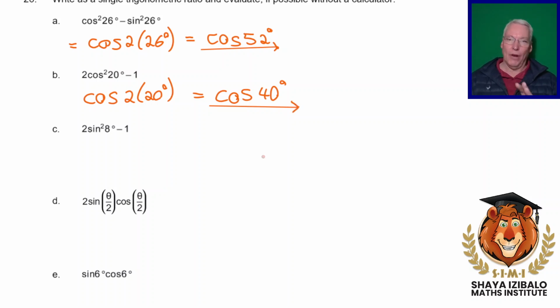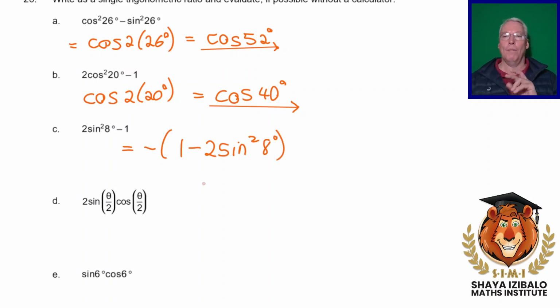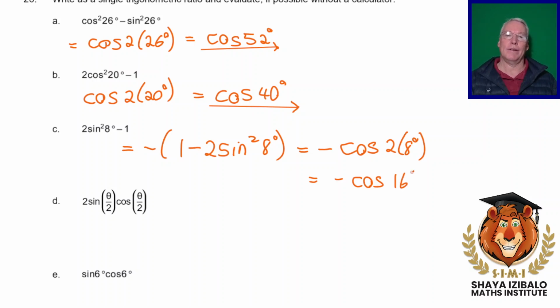Now that's not the right way around. Our double angle formula for cos is 1 minus 2 sine squared. So in fact we could write this like this. We could factor out a negative. Now inside the bracket we've got exactly the right form for cos of 2 lots of 8. So the final answer is negative cos of 2 lots of 8, and 2 lots of 8 obviously is 16 degrees. So our final answer for this one is negative cos 16 degrees.